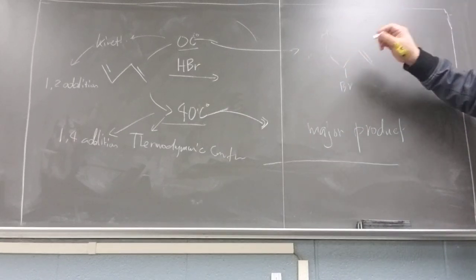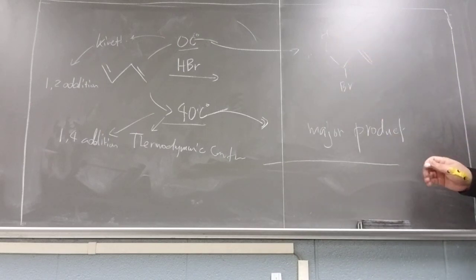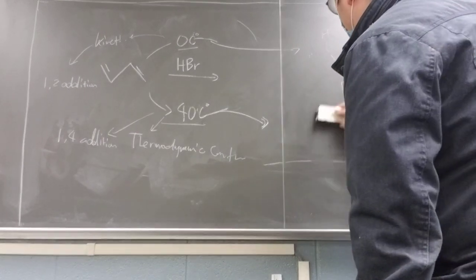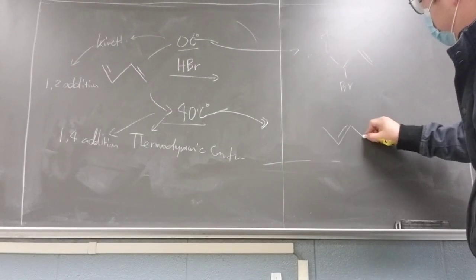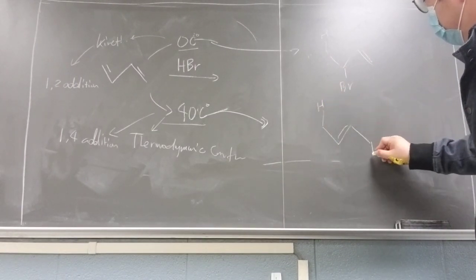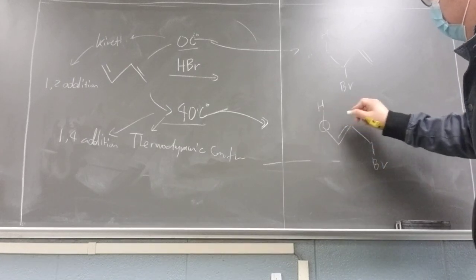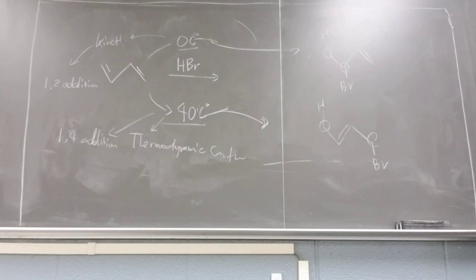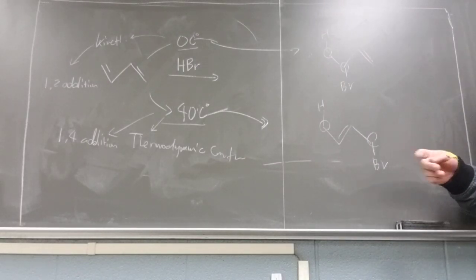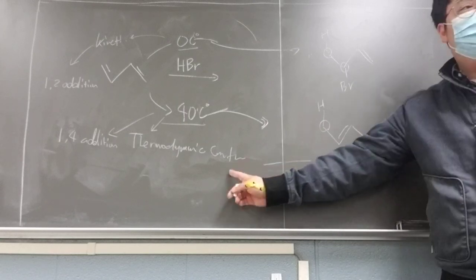This is 1,2. You see the 1,2. And if it's thermodynamic control, your major product will be this one, 1,4. And 1,2. Okay, I want you to remember this one. So low temperature, kinetic control, and if it's high temperature, thermodynamic control.